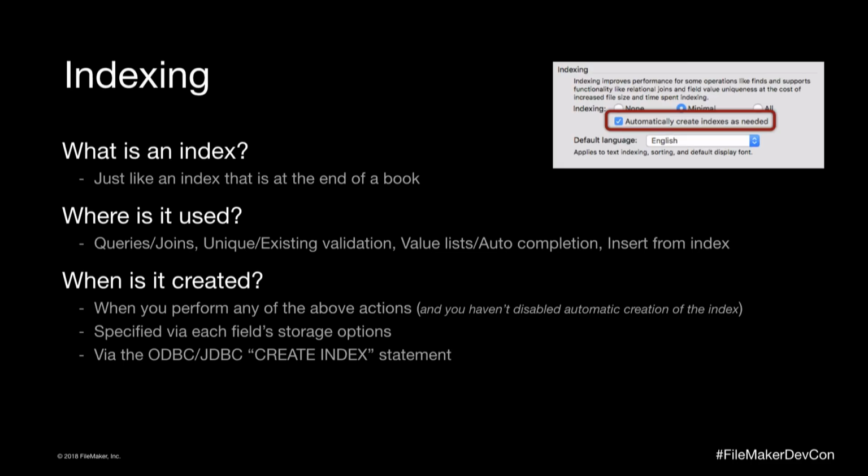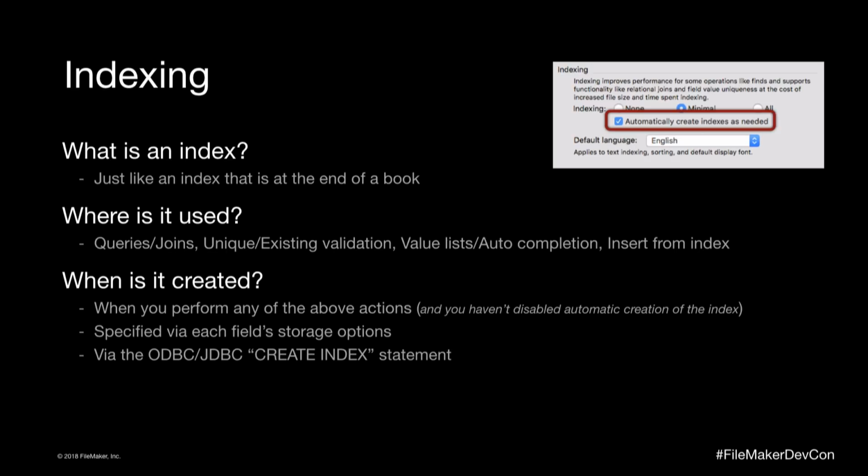It's also used for unique and existing validation. Basically, you have to have an index for those features to work. It's used for value lists, auto-completion, for value, not custom value lists, but value lists based on fields or value lists based on a relationship. And also the rawest form of being able to see the index is basically the insert from index dialog box. I keep trying to cut that feature because it's really a pain to implement to have a UI display the entire index raw like that, but I keep getting pushback from people when I try to get rid of that feature. It really does a raw walk of the index, and then it's using index entries to search back into the fields to find text that matches the index entries.